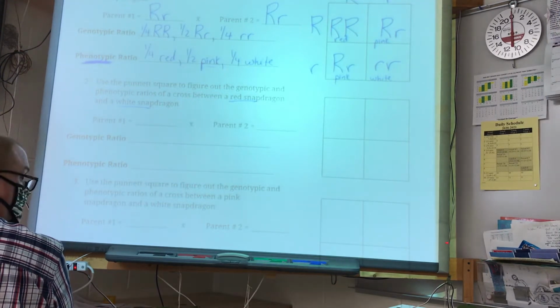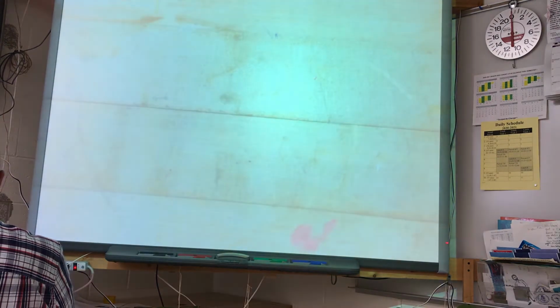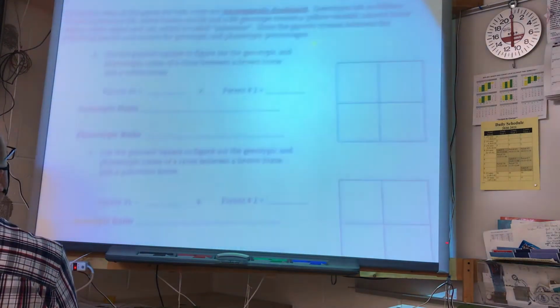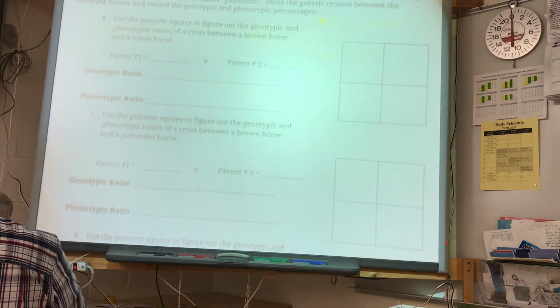Let's do Palomino. Okay, so whatever we don't finish today is your homework. So we did number 1 together, that means on page 1, number 2 and number 3 are your homework for your virtual base, continuing to go through and look at snapdragons.